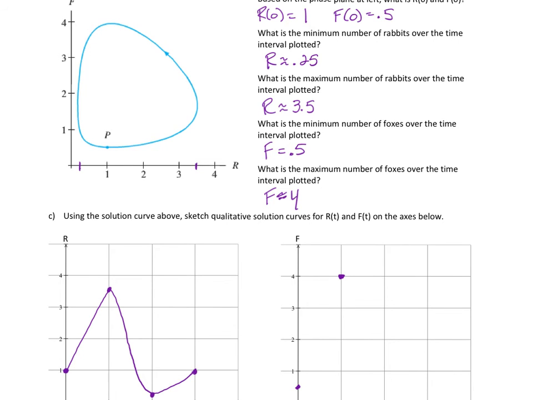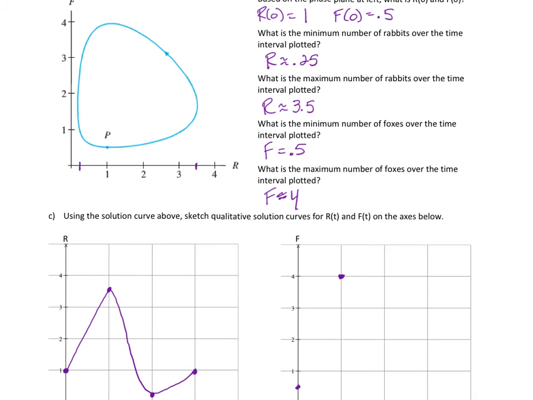I have no idea how much time passed, so I just put it on the next grid line because it's convenient. I don't know how much time passed between t equals 0 and when it hit this maximum. Okay, so now that it hits the maximum, as I continue to follow the curve, my pointer is moving down, down, down, until we get back to where we started at 0.5.